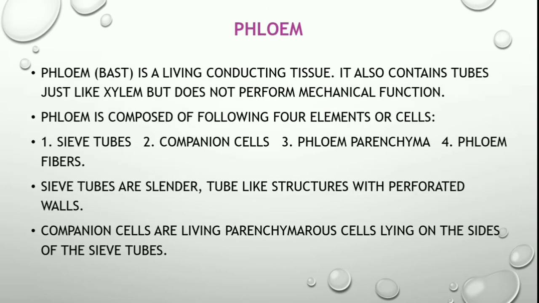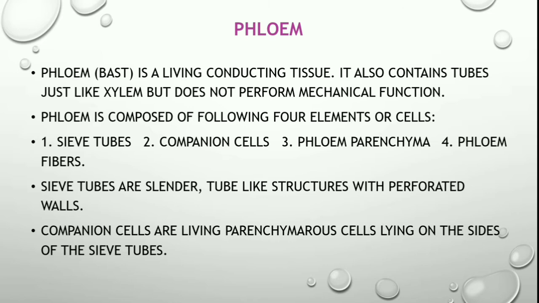Next is phloem. Phloem is a living conducting tissue. It also contains tubes just like xylem, but does not perform a mechanical function. Phloem is composed of the following four elements or different types of cells: sieve tubes, companion cells, phloem parenchyma and phloem fibers. Out of these, only phloem fiber is a dead cell, and all the rest are living cells. So phloem is called living conducting tissue.